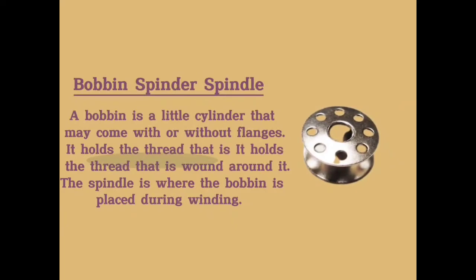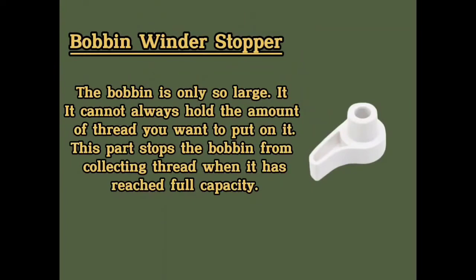A bobbin is a little cylinder that may come with or without a flange. It holds the thread that is wound around it. The spindle is where the bobbin is placed during the winding. Number 3. The bobbin winder stopper. The bobbin is only so large, it cannot always hold the amount of thread you want to put on it. This part stops the bobbin from collecting thread when it has reached full capacity.